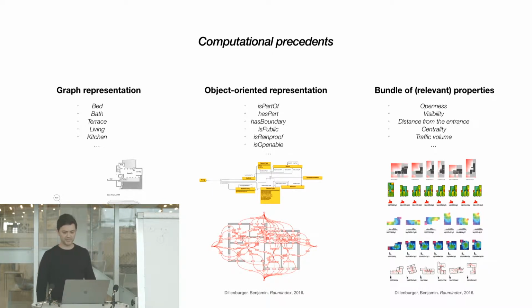And the third approach is, again, another level of abstraction higher. It's about measuring floor plans and describing them as a bundle of different properties. For example, floor plans are described by measurements that you also see on the list: openness, visibility, distance of any point in the floor plan from the entrance, centrality, traffic volume. For my work, I considered, from everything that I saw before, that this third approach is currently the state of the art. And this was done by Professor Benjamin Dillenberger in his doctoral dissertation.